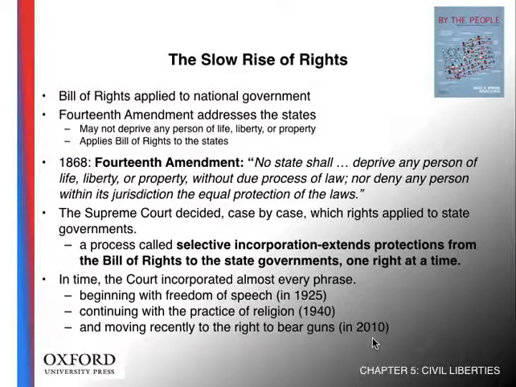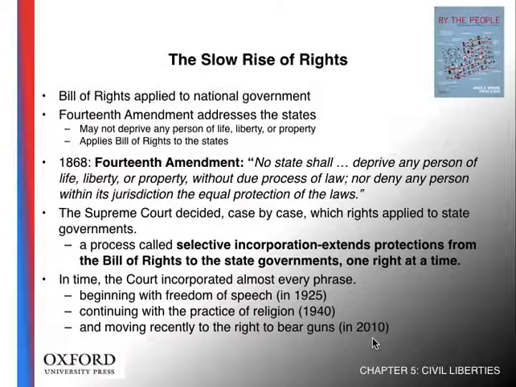So we amended the Constitution to add the 10 Bill of Rights only a couple years after the Constitution was ratified. And then it took another 70 years or so for us to pass the 14th Amendment after the Civil War. The 14th Amendment states that no state shall deprive any person of life, liberty, or property without due process of law, nor deny any person within its jurisdiction the equal protection of the laws.